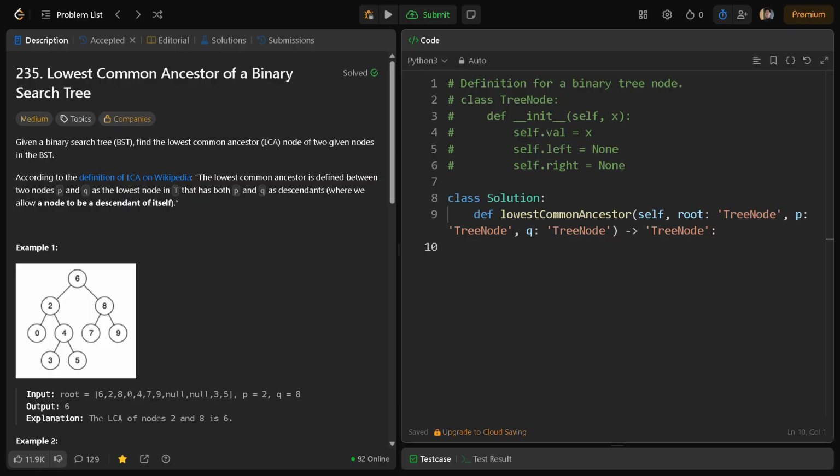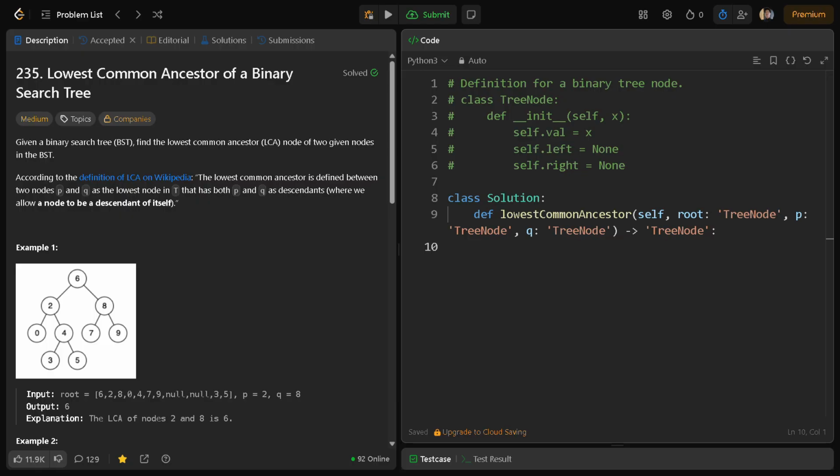Think of it as the first common point in the tree where the paths from the root to both nodes meet. Because this is a binary search tree, we can use its property to solve this efficiently. In a binary search tree, for any given node, every value in the left subtree is smaller than the node's value, and every value in the right subtree is larger than the node's value. Here's the idea: we start from the root node.